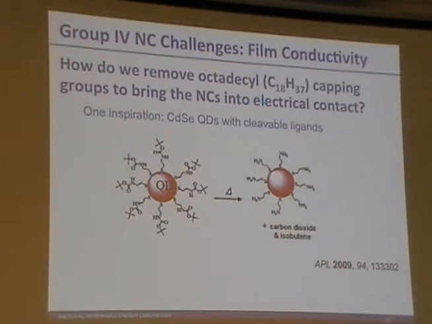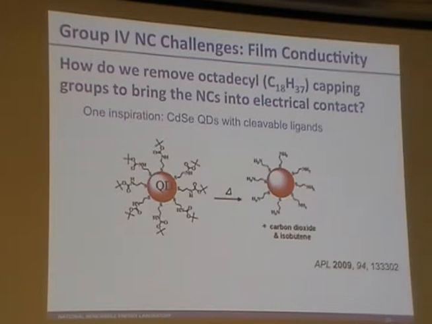One of the things that we thought about doing was taking some inspiration from this paper here, where you can use a ligand that is thermally cleavable. If you're able to put on a ligand that is long chain and thus higher boiling, you can potentially either photolytically or thermally cleave that. In this case, the tert-butyl group comes off as isobutene, and you eliminate the CO2 from right there to form a much shorter chain. So that's one approach.